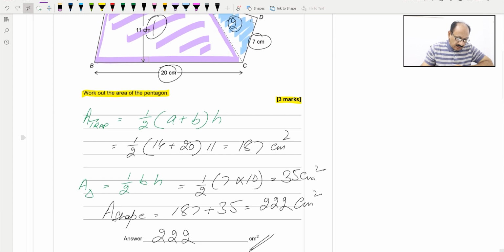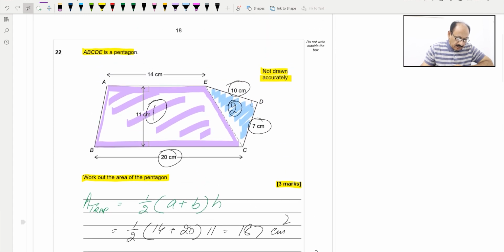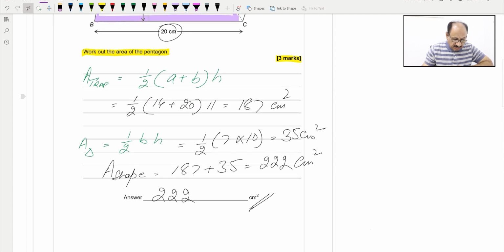So what we have done is identified two shapes which are joined together, found the area of both shapes separately, and then added those two areas, and we got the final answer.